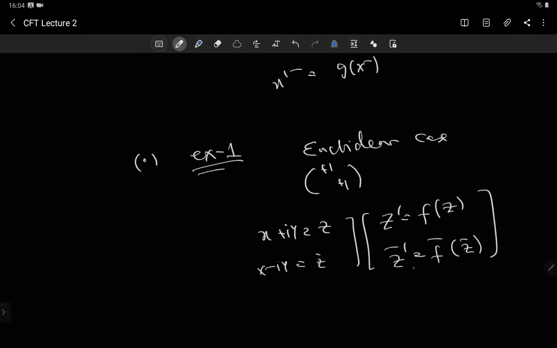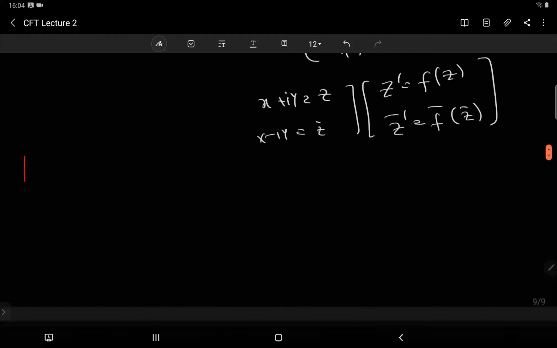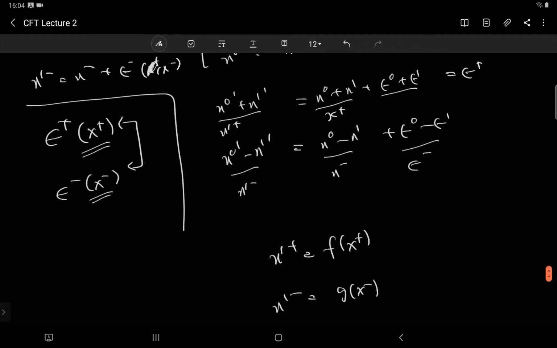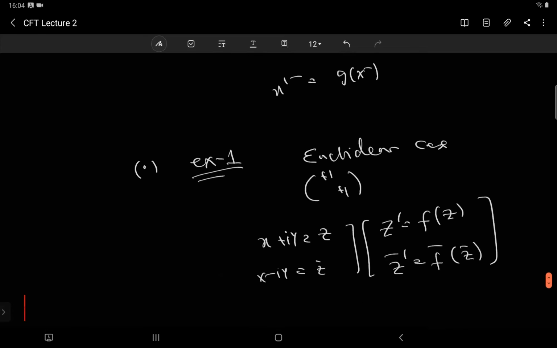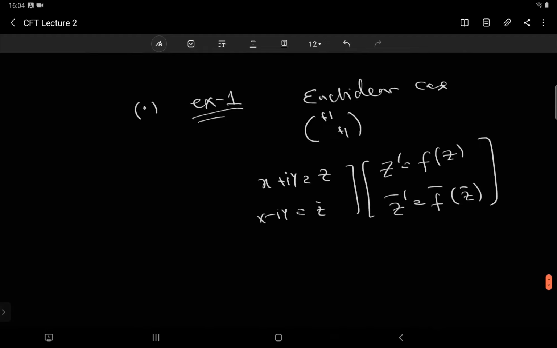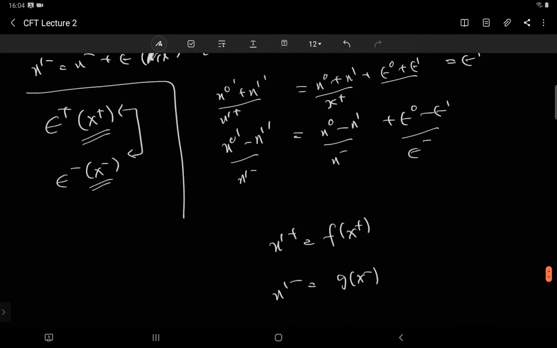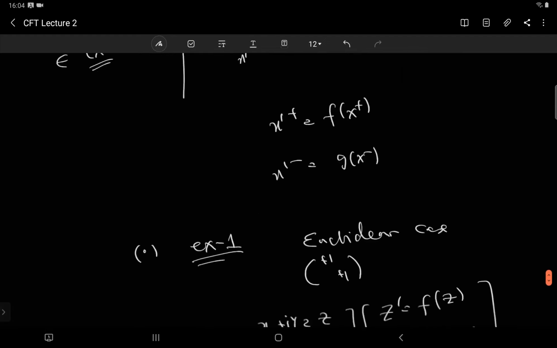So in the Euclidean case, this is the conformal transformation, the Euclidean analog of this one. This is not difficult to understand, because you have heard of the Wick rotation in QFT, where you make time imaginary. If you do that, x0 plus x1 and x0 minus x1 become complex conjugates of each other, and then you get the corresponding transformation.